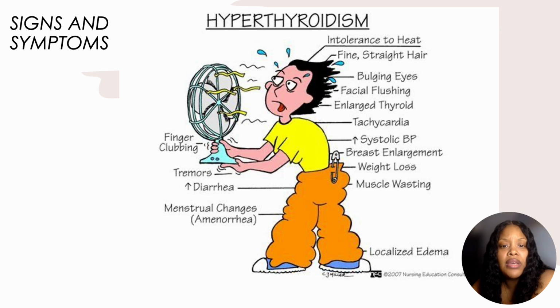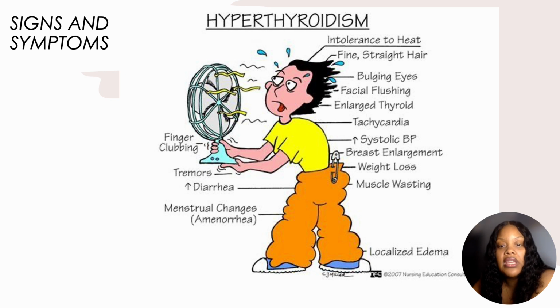You also can see bulging eyes in this patient, especially in patients with Graves' disease. This is the autoimmune inflammation, which causes the tissues behind the eyes to protrude. So you'll be able to see that in your patient.